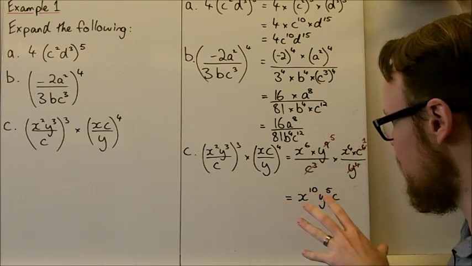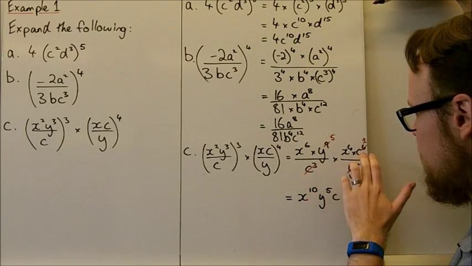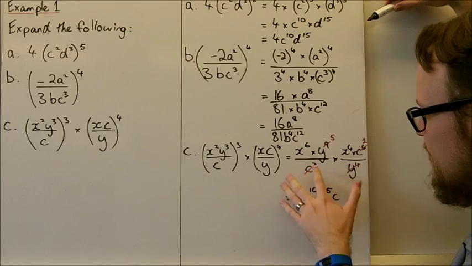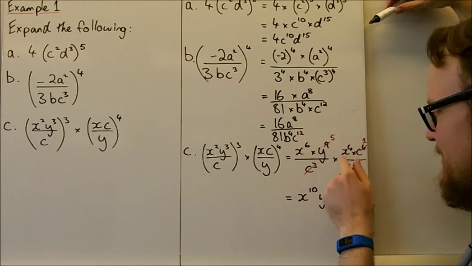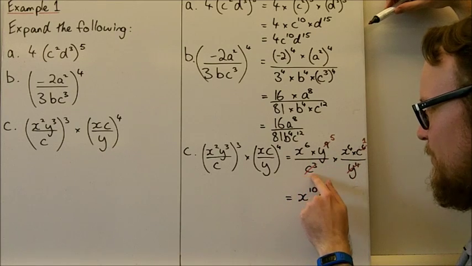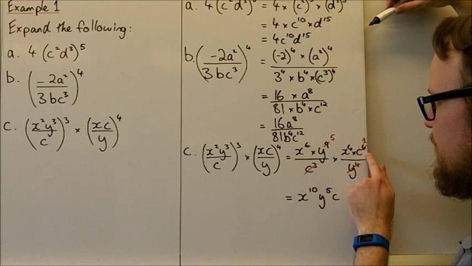Now, in order to simplify this, I've got c to the power of 3 on the bottom and c to the power of 4 on the top. That's like saying I've got c times c times c times c on the top, and c times c times c on the bottom. So 3 of those c's cancel, leaving 1 c on the top.